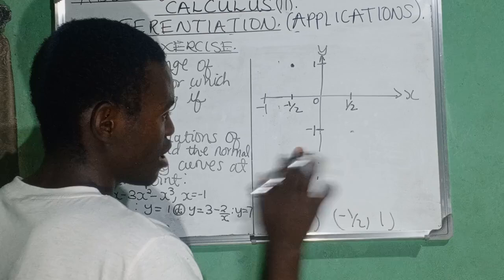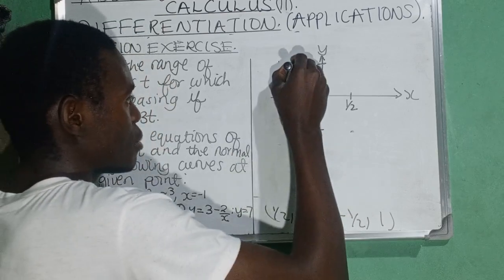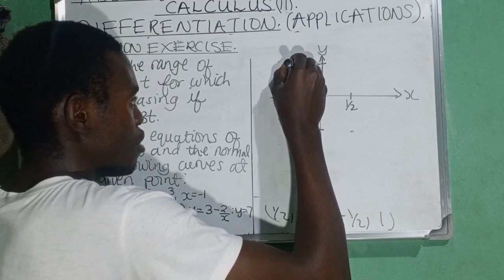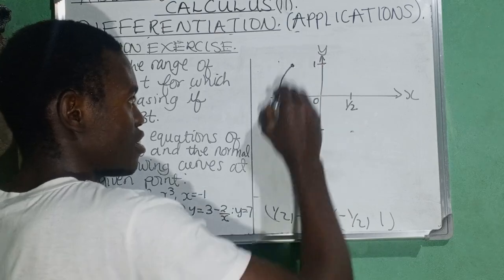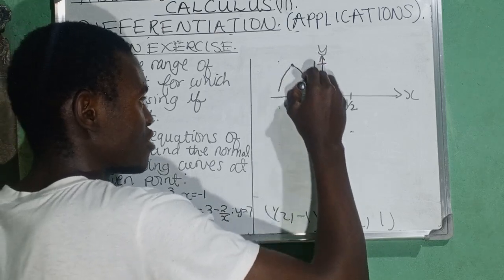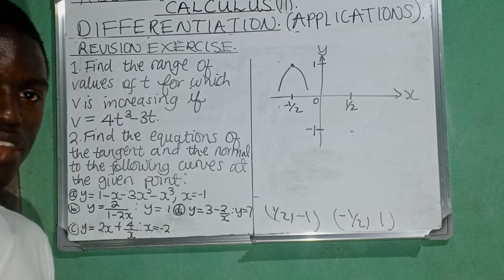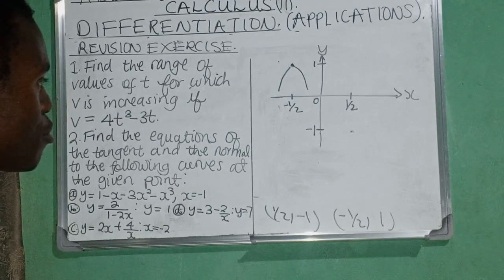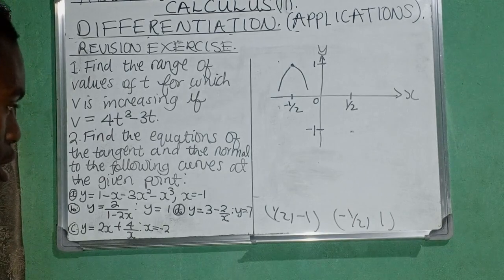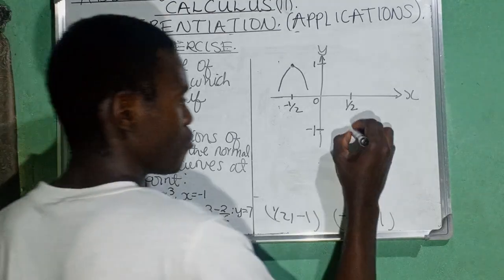Knowing that, it means that the graph is coming from down there, and then it's increasing, and then it starts decreasing once again. That's how the graph would look. Okay, I hope that's clear. And then we have the next part, which is positive half, comma, negative 1, which is right here.